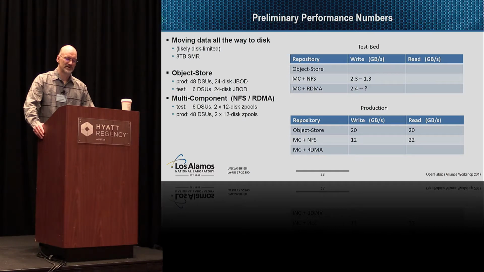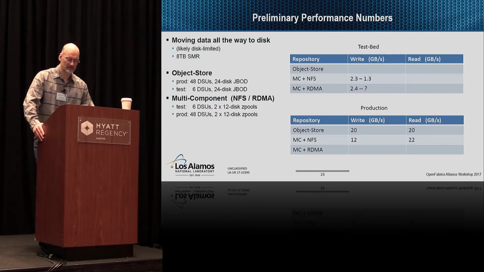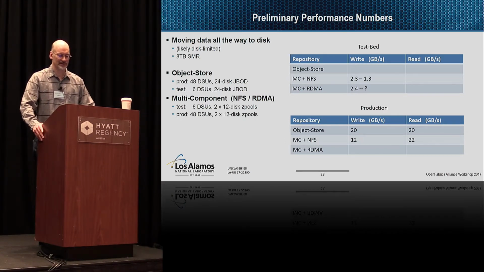When you go look at production, we have not had a chance to test the RDMA interface there yet. The object store we were hoping would get 30 gigabytes a second, and that was more like 20. NFS around 12 for writes, 22 for reads. There are some tricks that have been suggested that might work for boosting the NFS performance. And then RDMA, like I said, I don't have numbers yet.